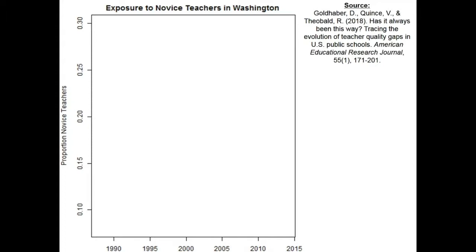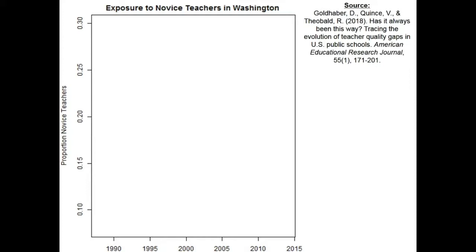To provide a concrete example, I'm going to show how these teacher quality gaps have changed over time in Washington in terms of exposure to novice teachers. These are teachers with less than 5 years of teaching experience. On the x-axis of this figure are the years of data available in Washington, which run from 1988 through 2015.